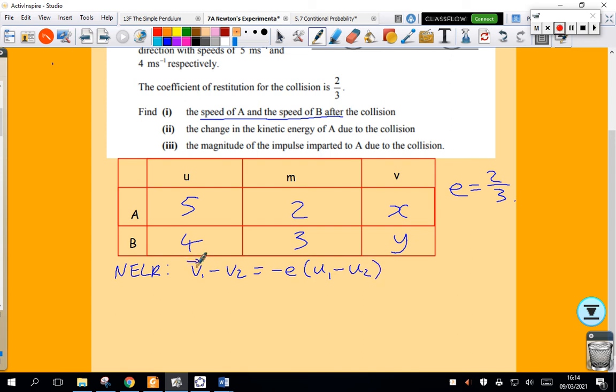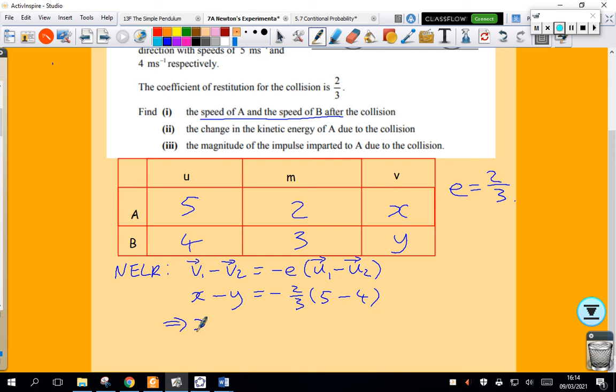Their relative velocities an instant after impact will equal negative e times their relative velocity before impact. So plugging in here, v1 is x, v2 is y, negative e is negative 2/3, u1 is 5, u2 is 4. Notice signs are important here. They're both moving in the same direction, so they'll have the same sign. And from that I can come up with an equation.